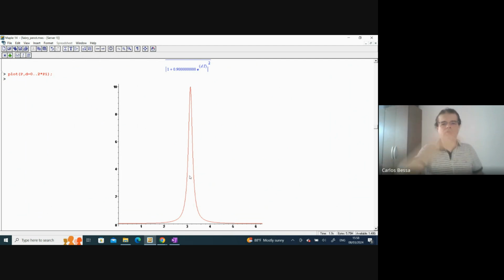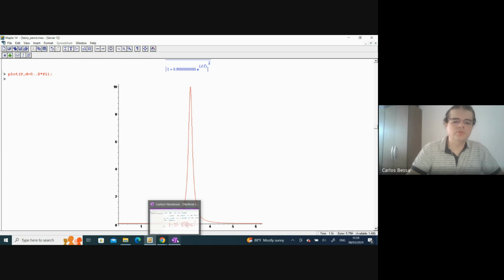It's all this back and forth. It has some type of resonance, where you have a maximum point in some position. In this case here, for 90% reflectivity mirrors, this expression here has a maximum equal to 10.